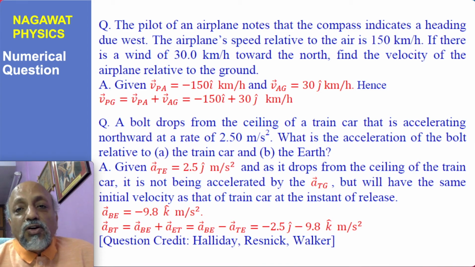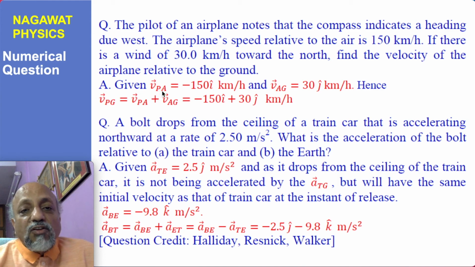So what is given to you? Velocity of plane with respect to air is minus 150 i because it is due west, and velocity of air is due north, so 30 j. And so you have to obtain the velocity of plane with respect to ground, just add these two velocities, and so that is the answer, minus 150 i plus 30 j cap.